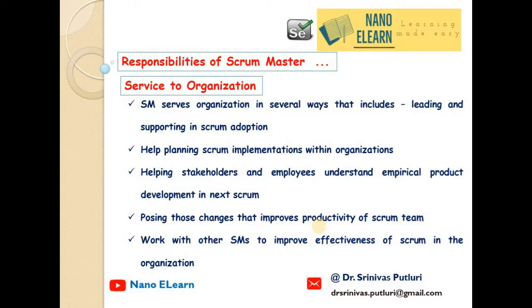What is his service to the organization? The Scrum Master serves the organization in several ways, which include leading and supporting Scrum adoption. He helps planning Scrum implementations within the organizations. He helps stakeholders and employees to understand empirical product development in the Scrum. Helps in causing those changes that improve productivity of the Scrum team. Also, he works with other Scrum Masters to improve effectiveness of Scrum in the organization.